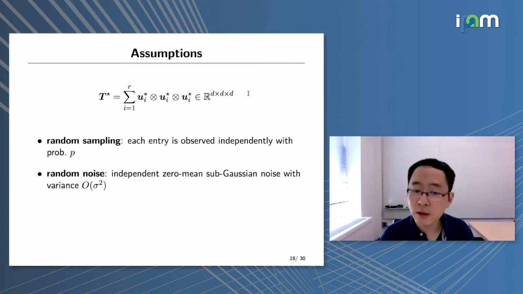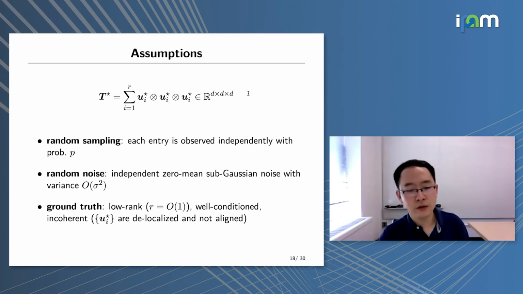We assume random noise such that each observation is corrupted by some zero mean sub-Gaussian noise with variance at most sigma square. We impose some conditions on the ground truths.